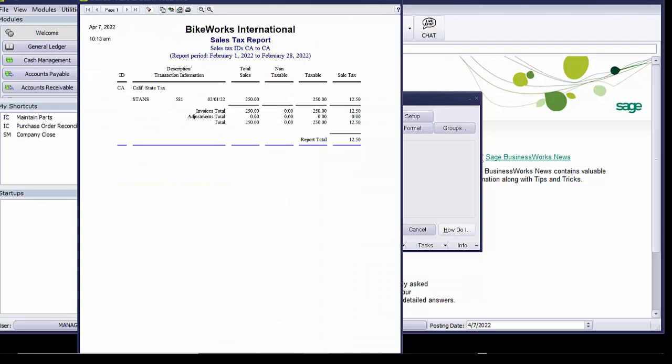Now, if the invoice was previously charged sales tax and should have been non-taxable, a credit memo will need to be posted to the invoice to credit the sales tax. When we look at our sales tax report, we can see that our customer Stands for invoice 581 was billed $250 and we did bill sales tax of $12.50. This was supposed to be non-taxable, so we need to do a credit memo for the $12.50.